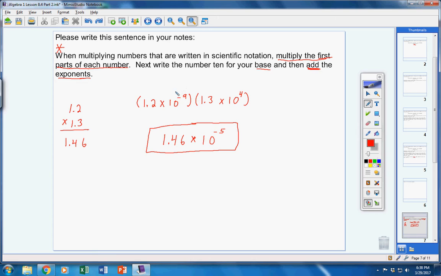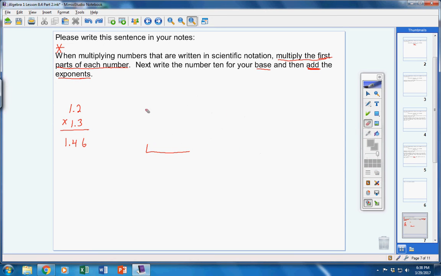Whenever you multiply two numbers together that are written in scientific notation, you want your final answer to be in scientific notation also, okay? Alright, let's try another problem. Please don't zone out. This one's a little more difficult, so please pay attention. Alright, here we go.